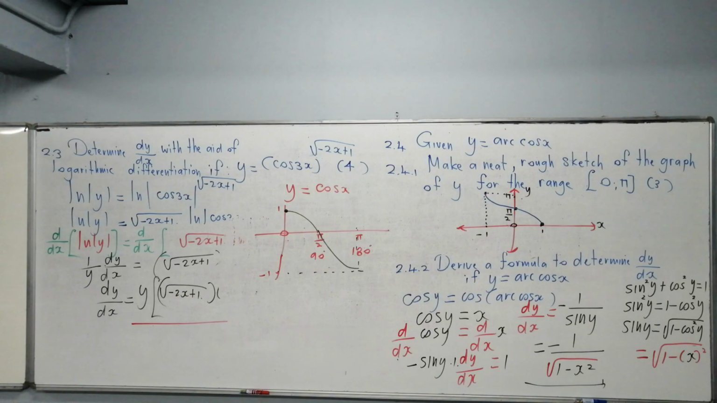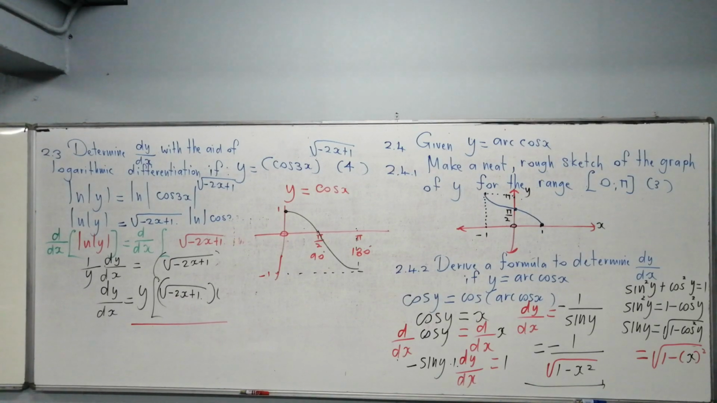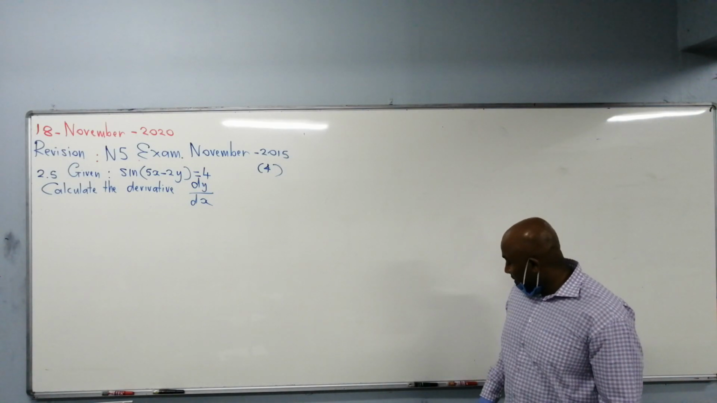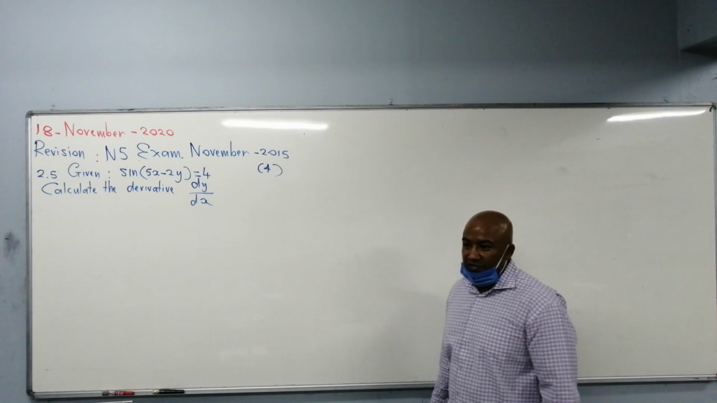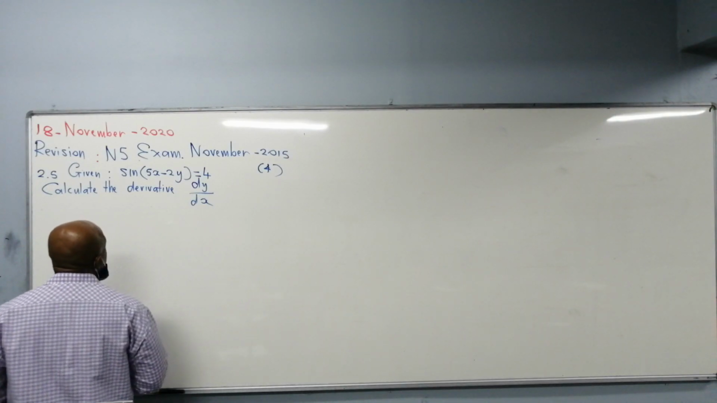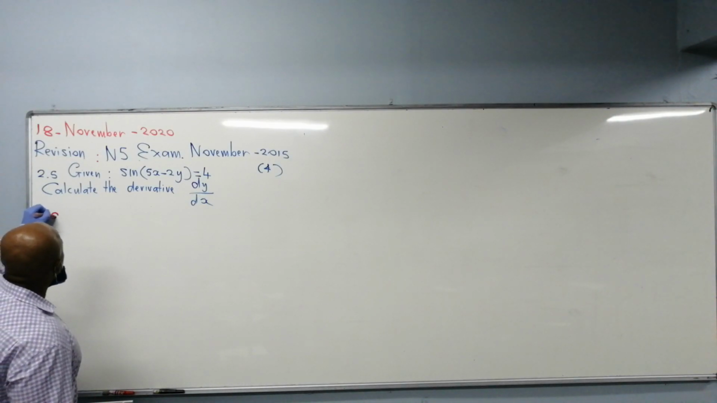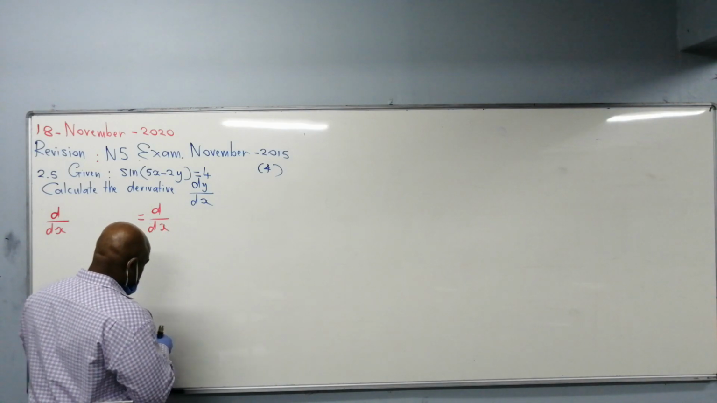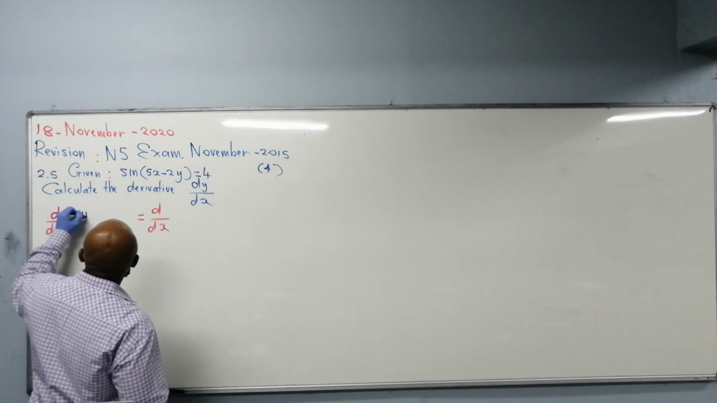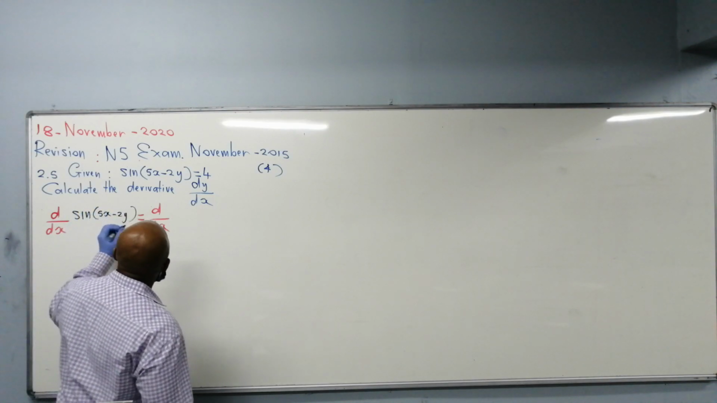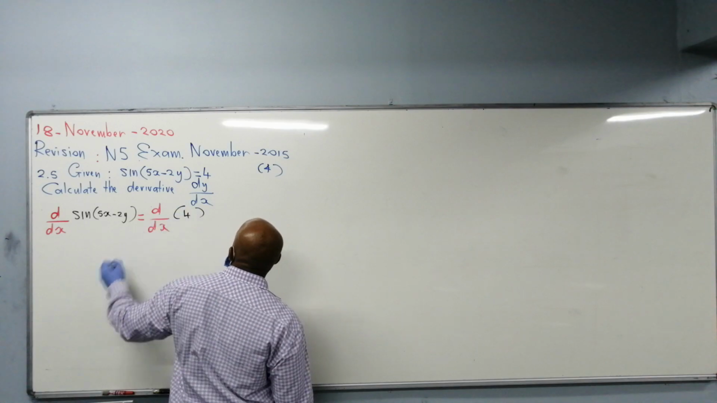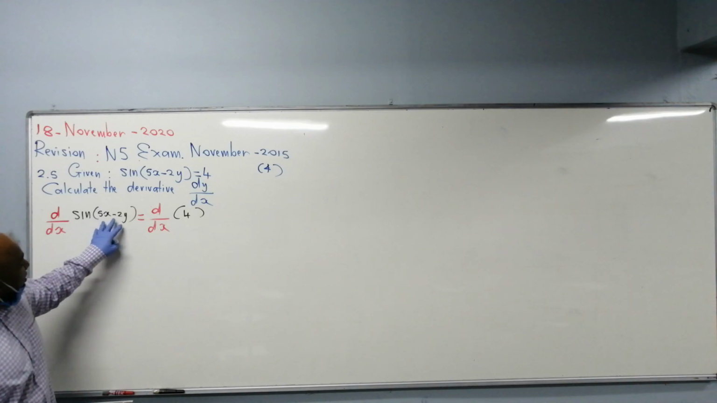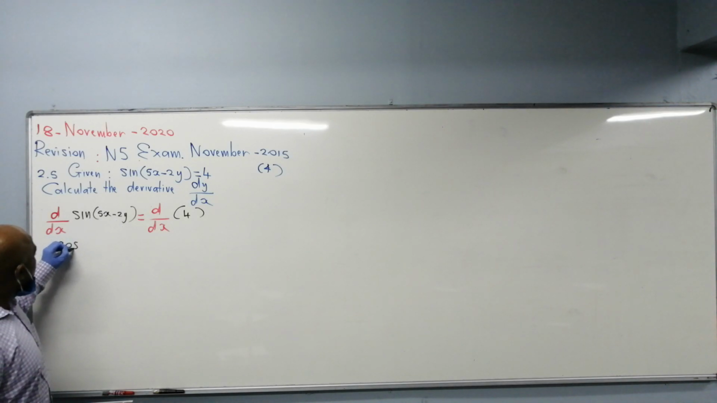You must get full marks no matter what comes out for this type of question. 2.5: given sine of 5x minus 2y is equal to 4, determine the derivative. Now calculate the derivative dy over dx. So what are we going to do? We're going to find the derivative, differentiate both sides with respect to x. So we are differentiating sine of 5x minus 2y on the left, which is equal to 4, so we differentiate 4 also.